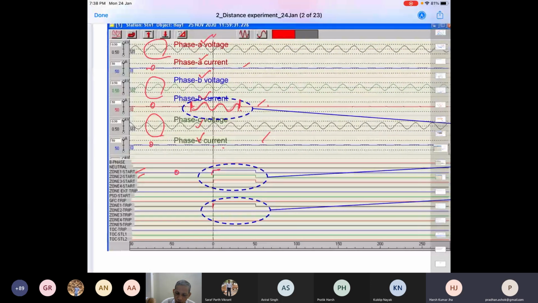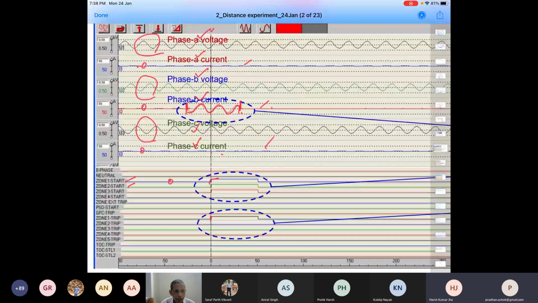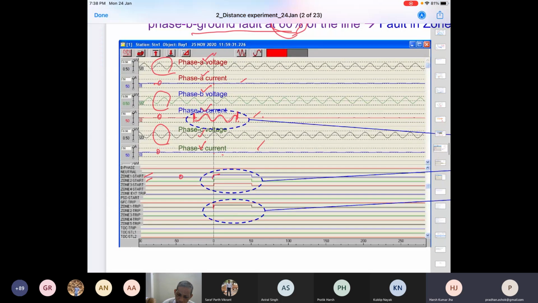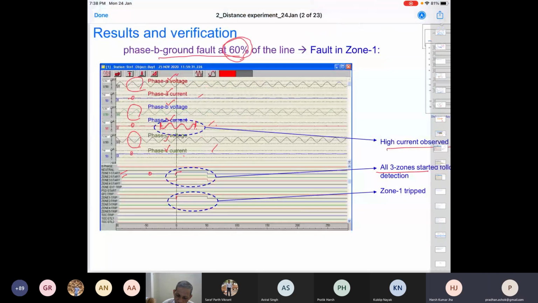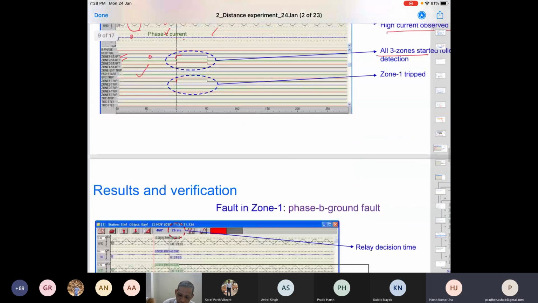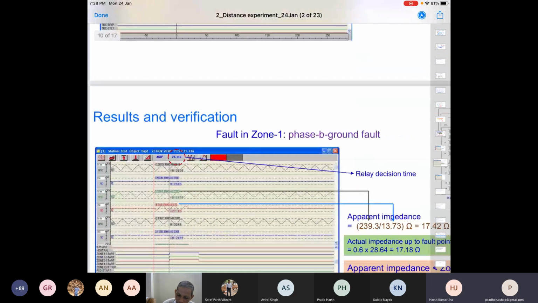So this is the oscillogram, and from this you can show the voltage and current. The values are also available from this perspective, and you can conclude very clearly whether a fault has occurred or not, and whether there is a trip signal by the relay or not. So this gives us scope for further analysis.